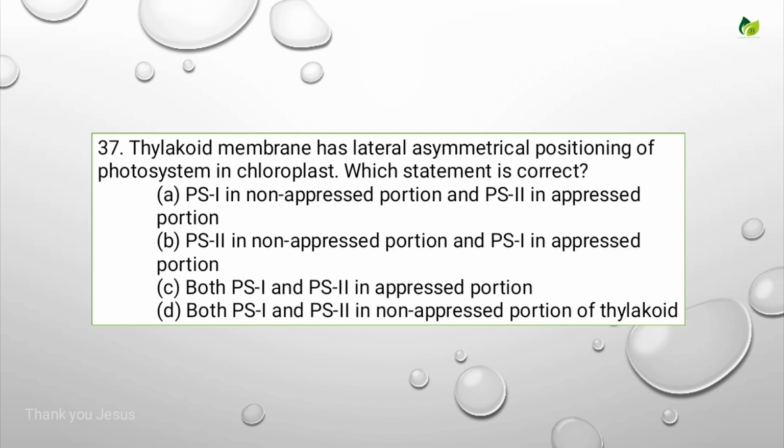Let's see the next question. Thylakoid membrane has lateral asymmetrical positioning of photosystems in the chloroplast. Which statement is correct? Options are PS1 in non-appressed portion and PS2 in appressed portion, PS2 in non-appressed portion and PS1 in appressed portion, both PS1 and PS2 in appressed portion, both PS1 and PS2 in non-appressed portion of thylakoid. For this, the correct answer is PS1 in non-appressed portion and PS2 in appressed portion.